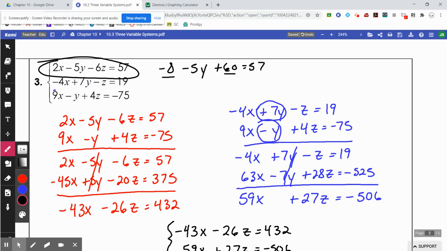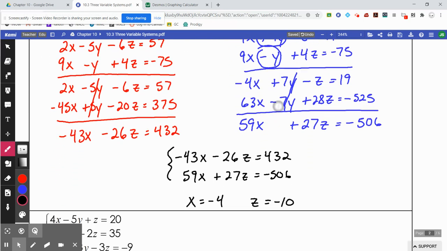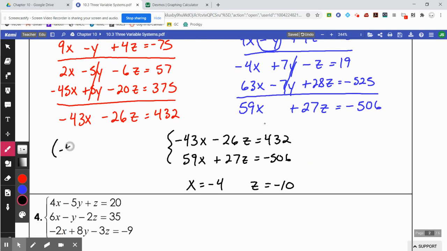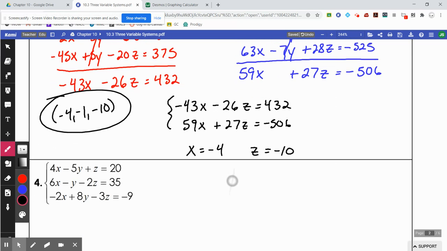Combine these, that's going to be 52. Move it over, it gives you negative 5y equals 5. So therefore, y would be negative 1. So therefore, your answer is going to be x was negative 4, y was negative 1, and z was negative 10. There's your ordered triple. Number 4.